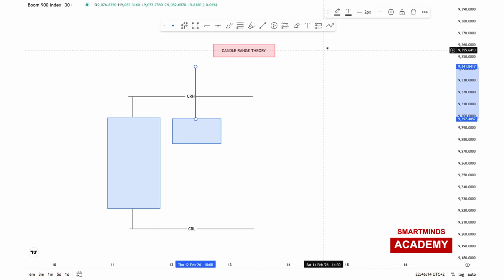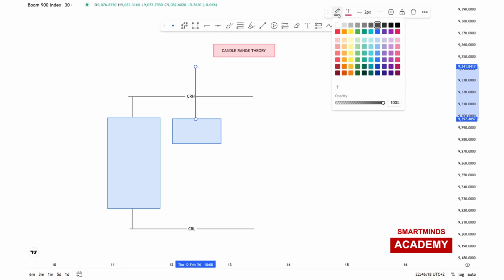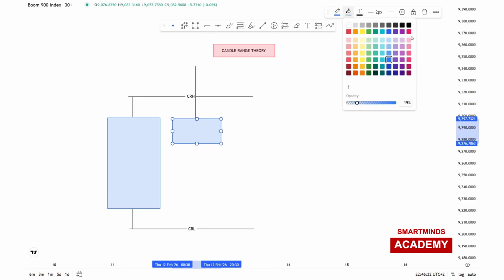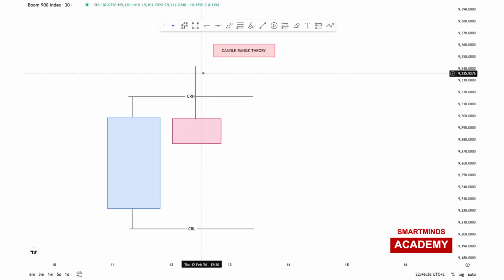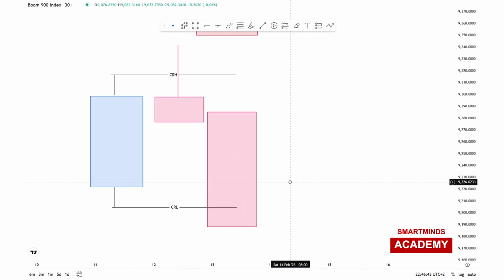Now this candlestick should be bearish, red for bearish. The high of this candlestick, which is the wick, manipulates the high of the previous candlestick. In this case it is a sweep above the candle range high. And then the other one that forms, we want to see a bearish candlestick that follows after that again.